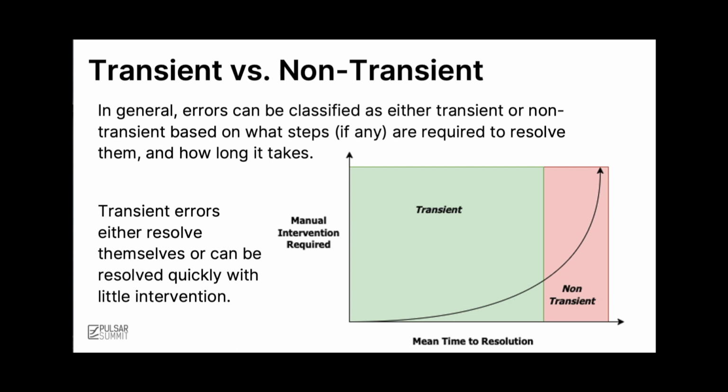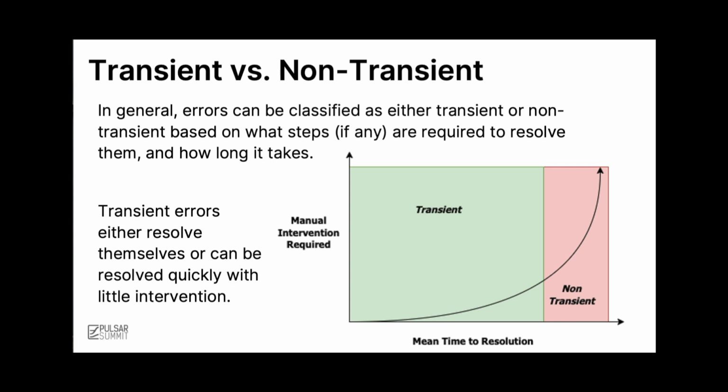And so based on those aspects, again, this is a very loose approximation, but you can basically classify errors into the category of transient or non-transient. Transient errors are those that resolve themselves very quickly, don't require manual intervention, and the mean time to resolution of these types of errors is generally very low. Whereas non-transient errors either require manual intervention to be fixed, or take a significant amount of time to be resolved.